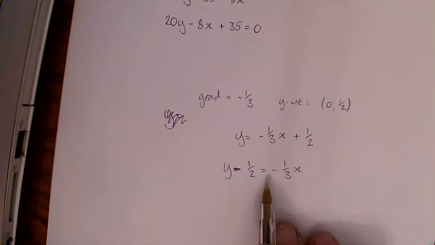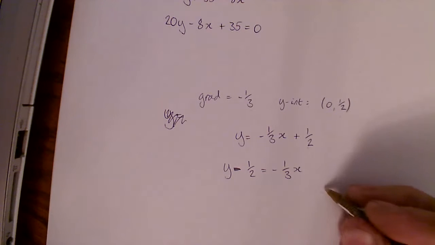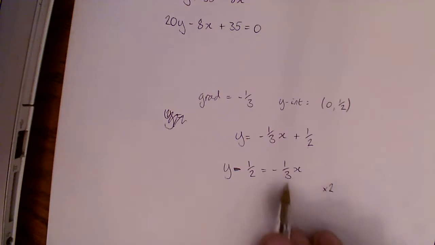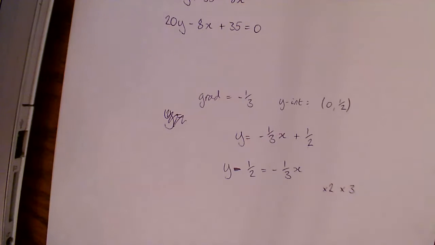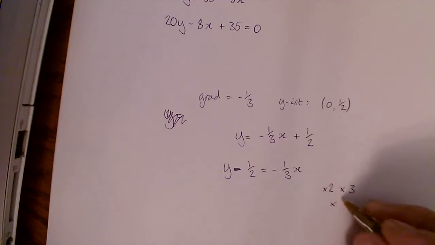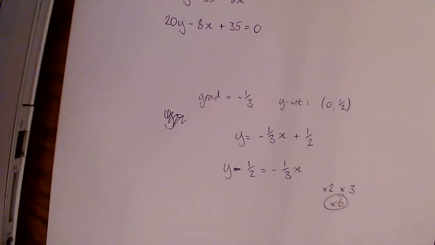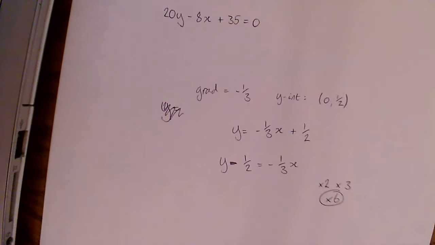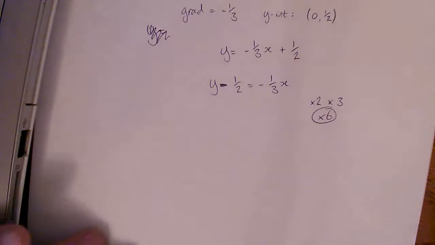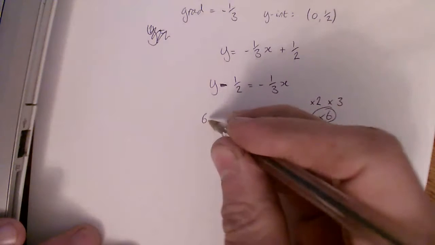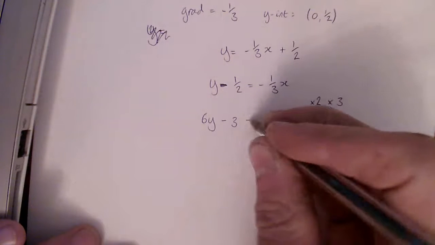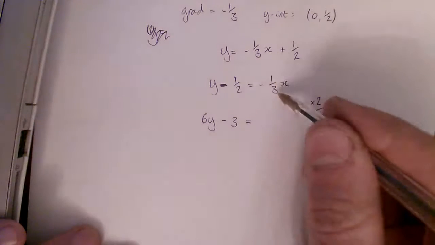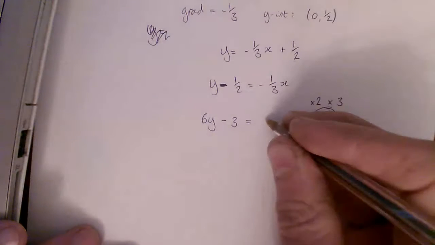Now again, if we want to get rid of a half, the best thing to do is times by 2. If we want to get rid of a third, the best thing to do is times by 3. And doing all of that in one step, the same as timesing by 6. So we're actually going to times by 6 here, and that is going to get rid of that. So 6 times the y gives us 6y. 6 times a half is 3. 6 times a third, 6 times 1 is 6. Divided by 3 is 2.